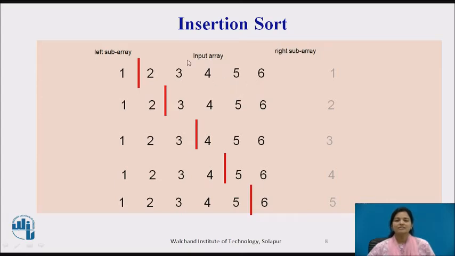Now, as the question given in the Gate exam has a sorted array, we will see how insertion sort behaves on the sorted array. Here the index will first come to the second position, so 2 will be compared with 1, and there is no swapping.